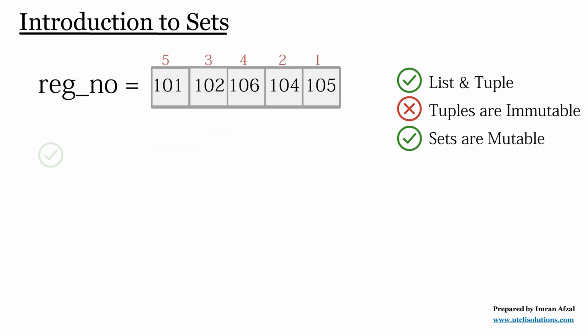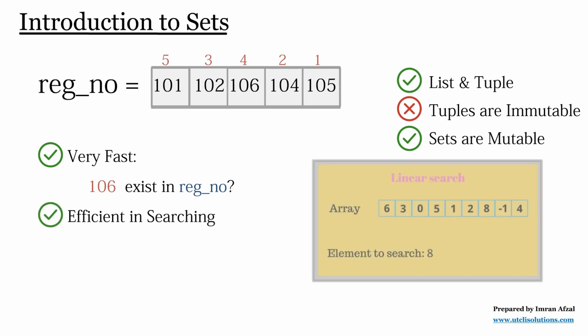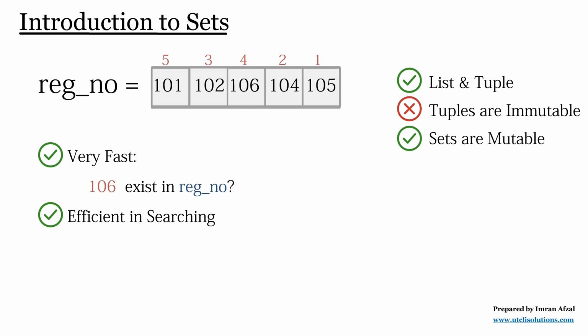Sets are also very fast when it comes to checking if a value exists in them. This is because Python stores sets in a way that makes searching very efficient, whereas lists and tuples require checking each item one by one. So the main purpose of using sets in Python is to manage a collection of unique items.